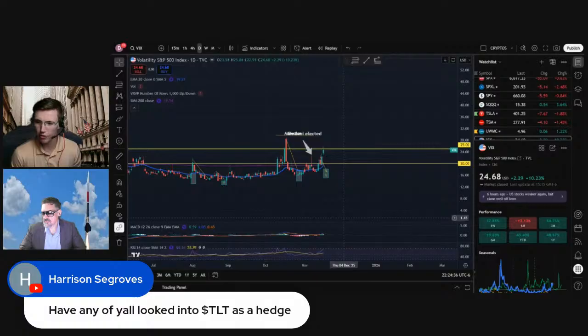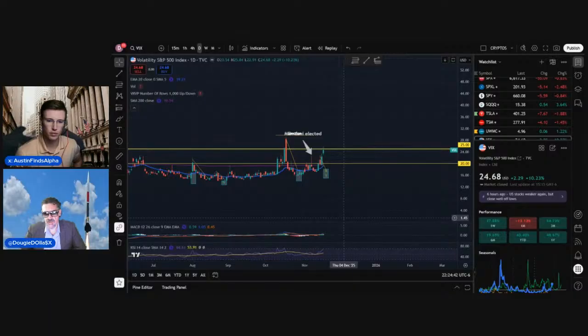We've got a comment here from Harrison. TLT. I know you use TLT as well, don't you? I own 2% of my port in TLT. Okay. Now, is that just because rates are coming down? Just because it's stable and rates are coming down, which means yield will go up. Not that yield will go up, but it'll be harder to get the yield I'm getting right now.